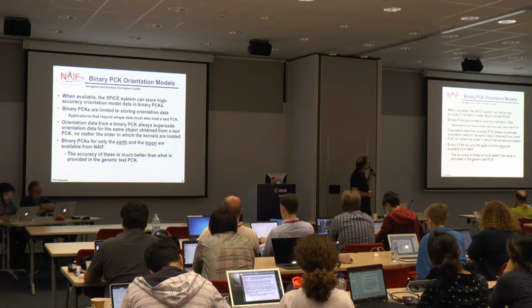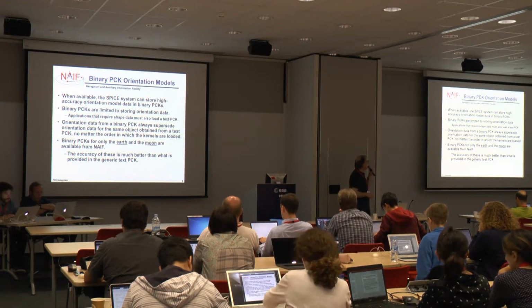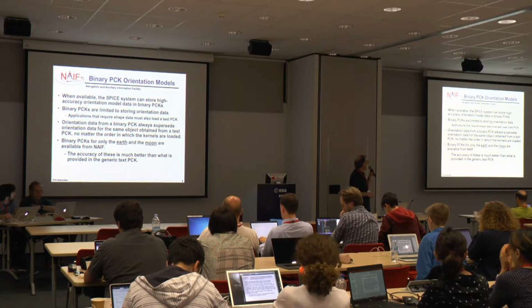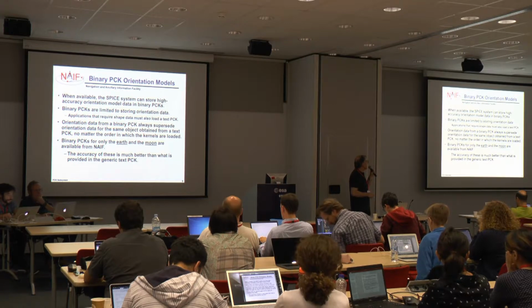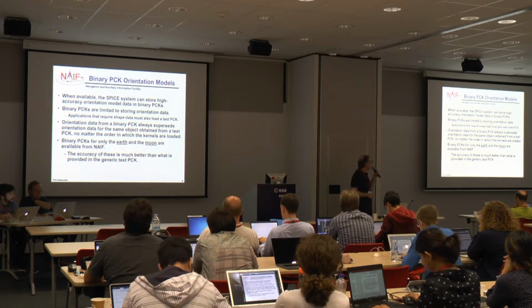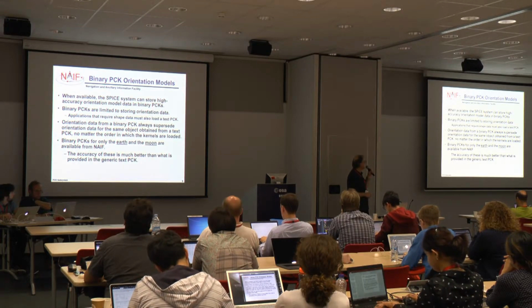Binary PCKs for only the Earth and Moon are available from NAIF, and the accuracy of these is much better than what is provided in the generic text PCK. We'll talk about this more later, but the text PCK orientation model for the Moon is not that bad, but the one for Earth is terrible. The one for Earth is off by a full milliradian in its prime meridian location.